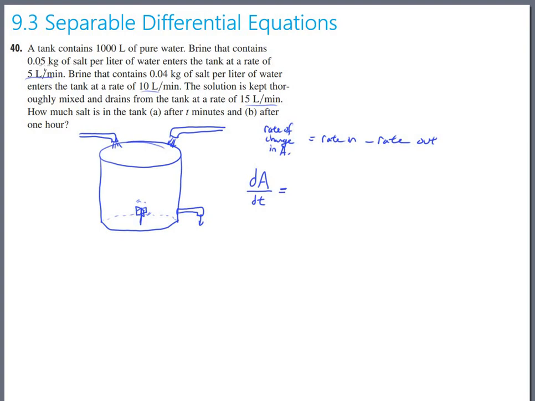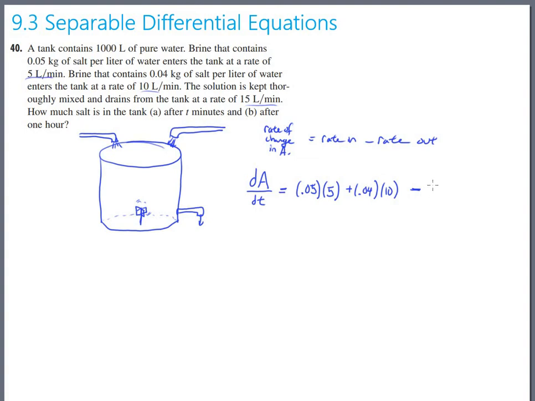Some is coming in at 0.05 kilograms per liter at 5 liters per minute. So we've got 0.05 times 5. We've got some more coming in at 0.04 times 10. So those are pretty straightforward. What's going out, though? So keep in mind we're describing the amount of salt going in and the amount of salt going out. And that's what we're trying to describe the change in.